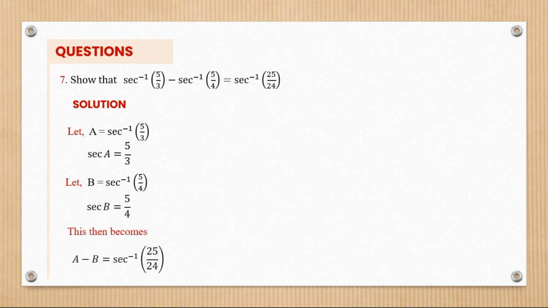So now this then becomes a minus b is equal to sec inverse of 25 over 24. So now let's bring this sec to this side. So we'll have sec of a minus b is equal to 25 over 24. So now basically what this means is all we have to do is prove that sec of a minus b shall give us 25 over 24. So let's focus on the left hand side.